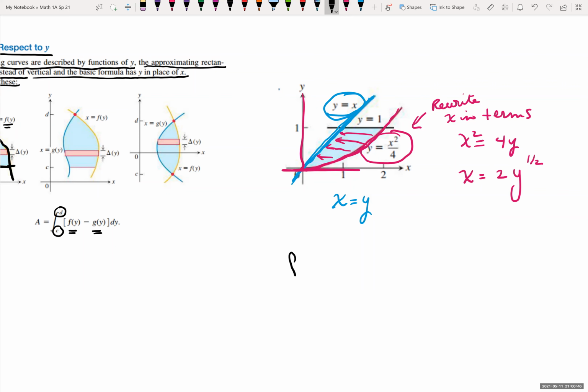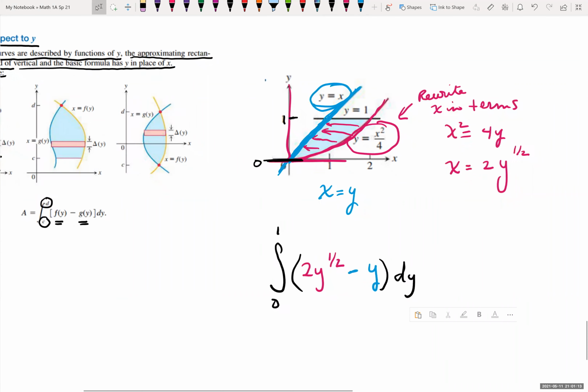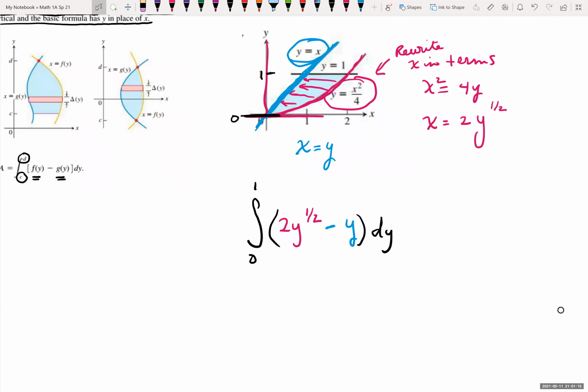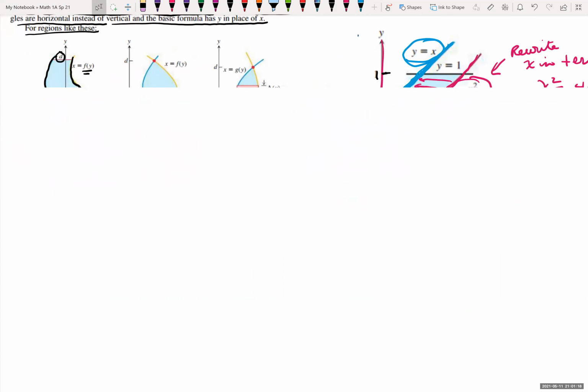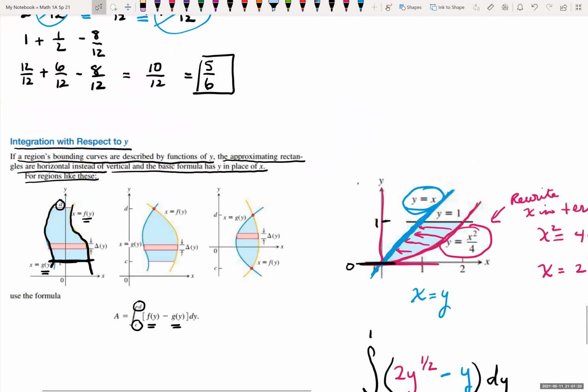So we'll look at the integral of this 2y to the 1/2 minus the lower function, which is y. And then I'm doing this in terms of y, so dy. And my bounds on my y value are 0 to 1. So when we find the area of this, we should get back the same thing we got for the area when we did this in terms of x, which was 5/6.